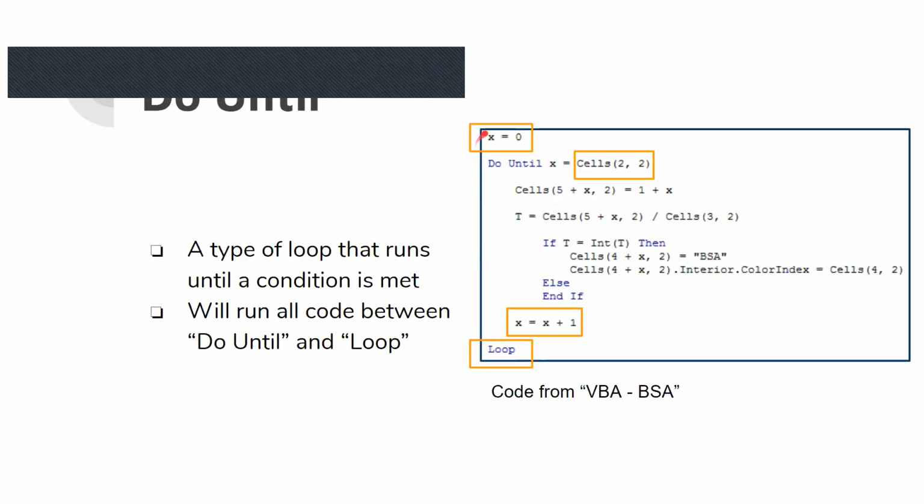The few big things of loops I highlighted here, a few important parts. So this value up here is called a loop control variable because it controls how many times the loop will run.